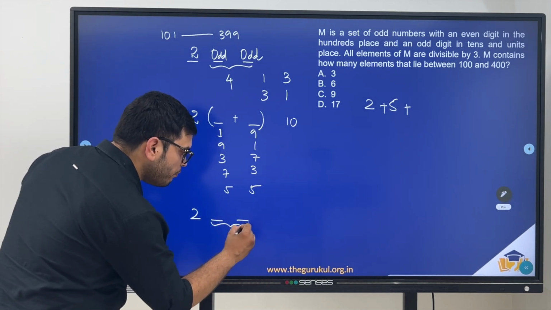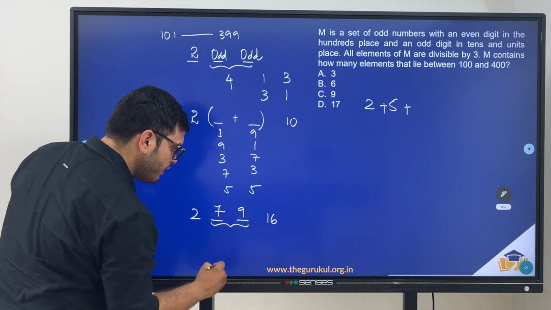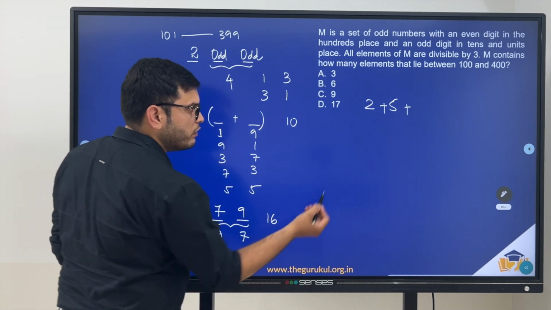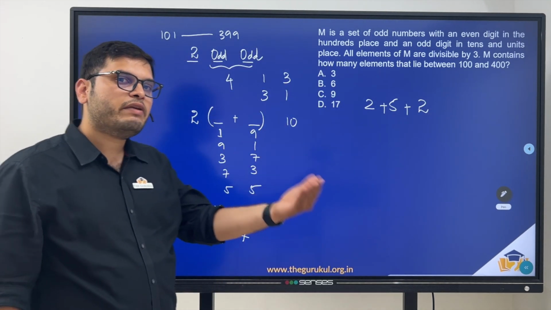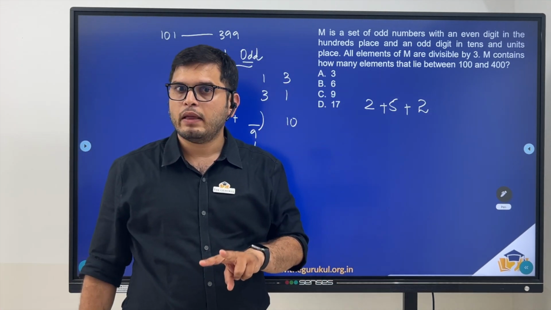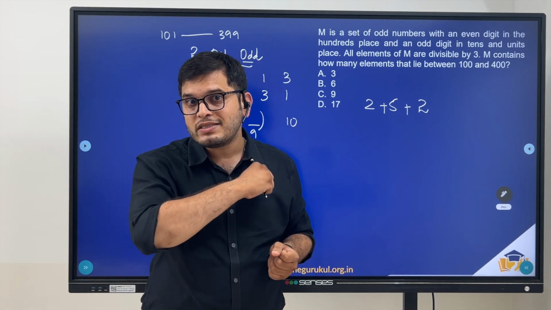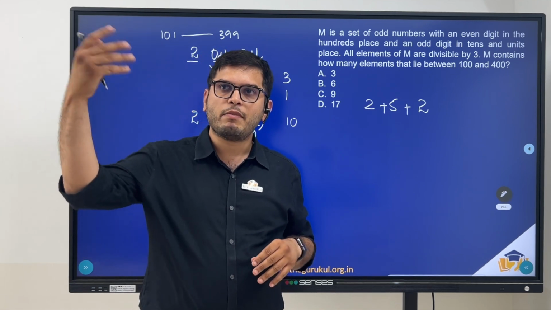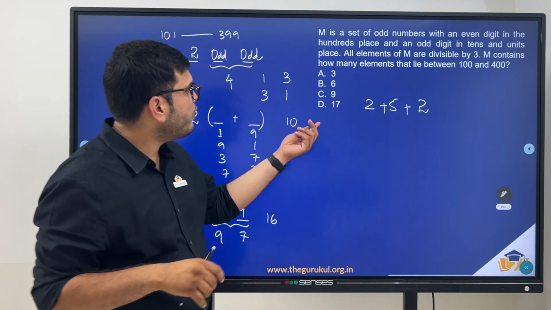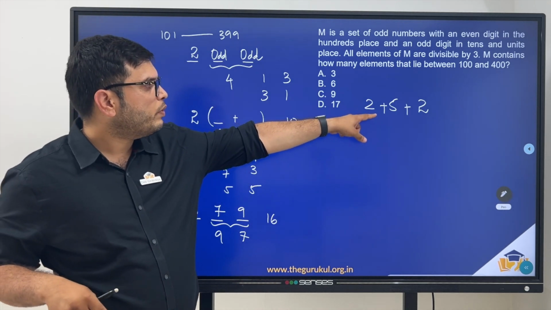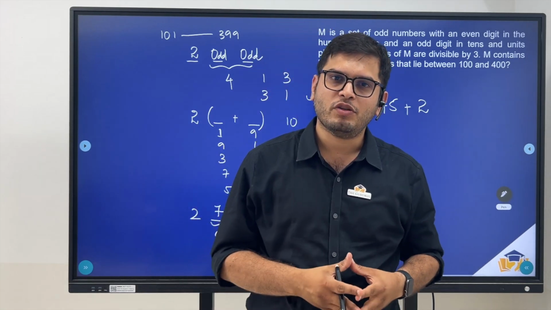So the sum of these two numbers should be 16. So what should these numbers be? 7 9 or 9 7. So you have two more, right? Now what is the next even multiple of 3? 24, right? Now what is 24 minus 2? 22. Now can we have the sum of two digits as 22? No. So the maximum sum is 18 when the digits are 9 and 9. Alright, so we have how many such numbers? We have 2 plus 5, 7, 7 plus 2, 9. Hence, option C should be the answer to this question.